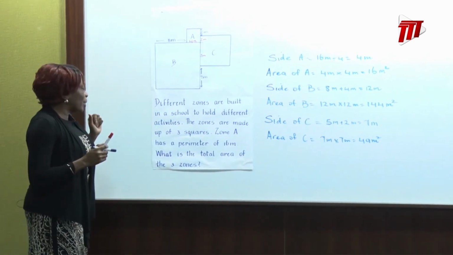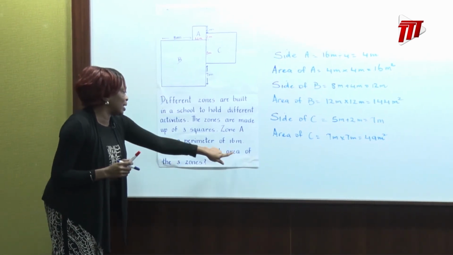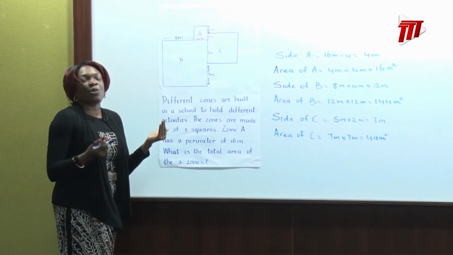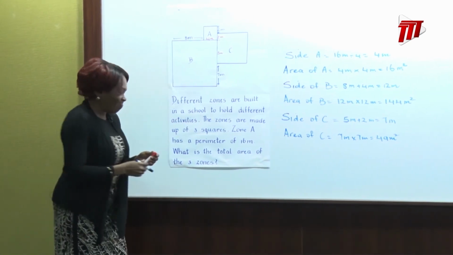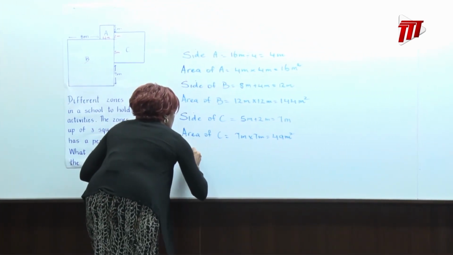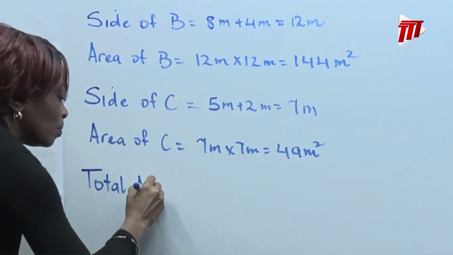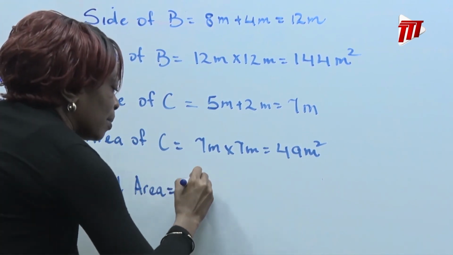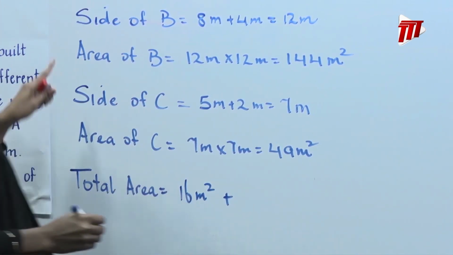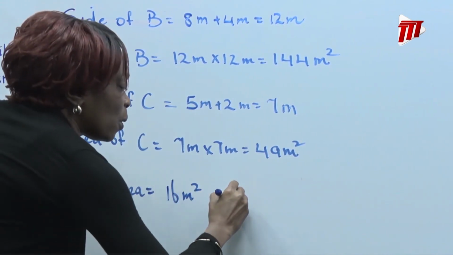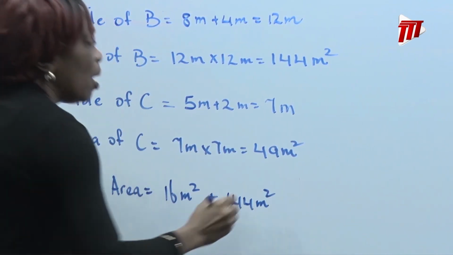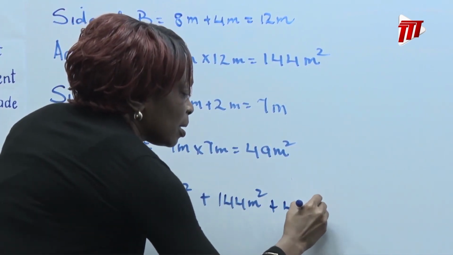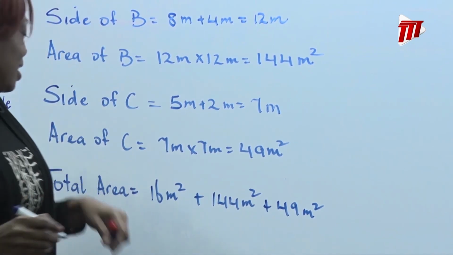What are we to do now? What does it ask? What is the total area of the 3 zones? What are we going to do? So for the total area of the 3 zones, we will just add the numbers. So total area, what is the area of A? 16 meters squared. What is the area of B? 144 meters squared. What is the area of C? 49 meters squared. All we have to do now is to add and we're done.